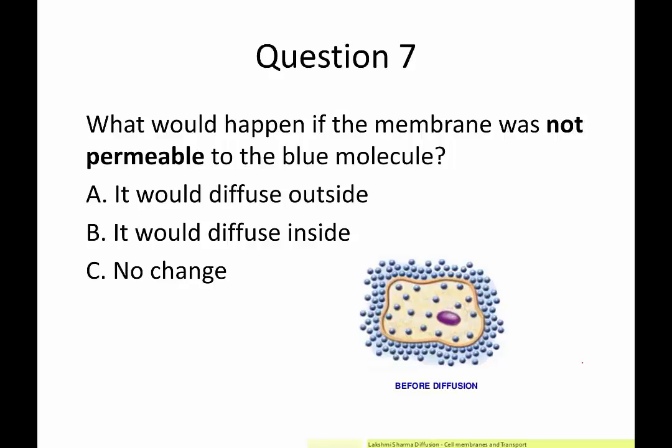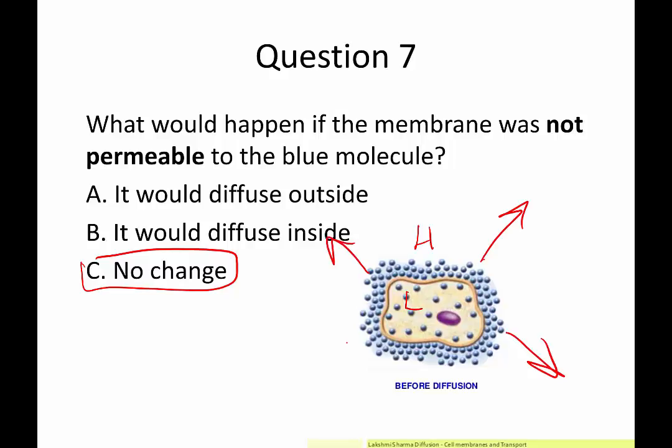Even though we have a high concentration outside the cell and a low concentration inside the cell, we're still not going to see any diffusion happening here. Again, the membrane is not permeable to this molecule. Since it's not permeable, the molecule is not able to pass through and diffuse inside the cell. So the correct answer here is C. There would be no change. Although if you can imagine this was an infinite space, these blue molecules would diffuse outward into that space. But here that's not a possible answer.